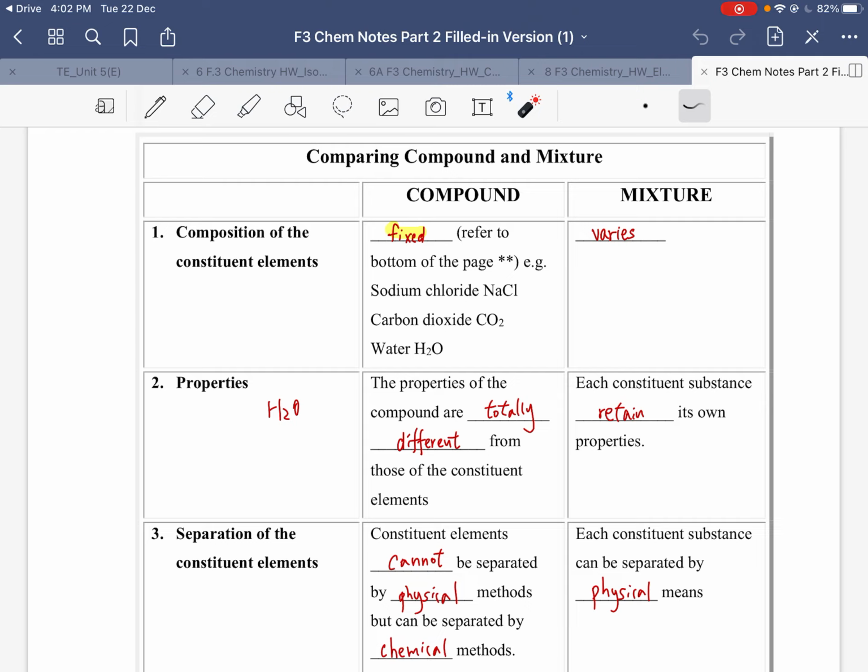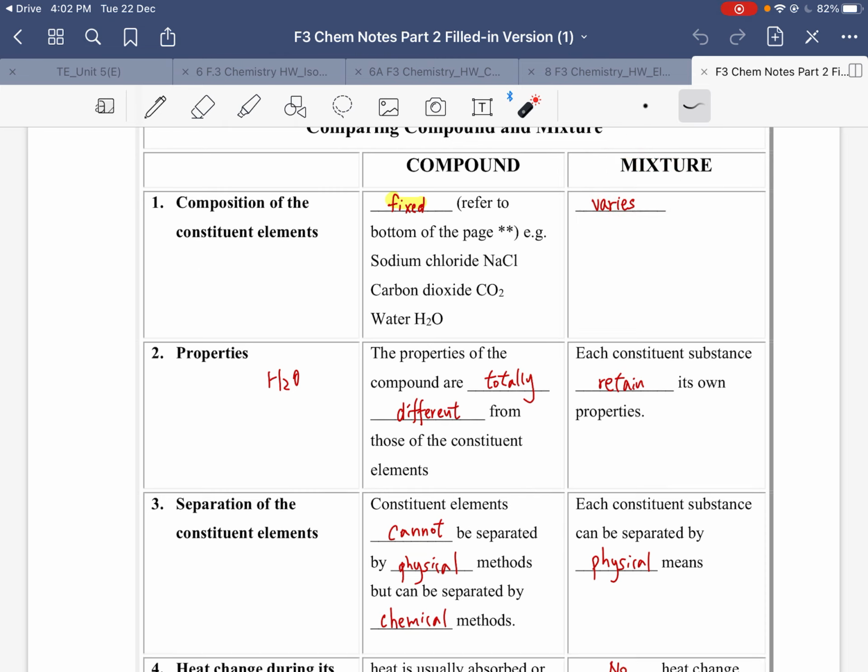For example, iron and sulfur, you can just have a little bit of sulfur and so much iron, or vice versa, so much sulfur but just a little bit of iron. They are all mixtures of iron and sulfur. For a mixture, it doesn't matter how much you put in. For example, a mixture of iron and sulfur with a little iron and a lot of sulfur, or a lot of iron and a little sulfur, is still called a mixture of sulfur and iron. So the composition can vary.